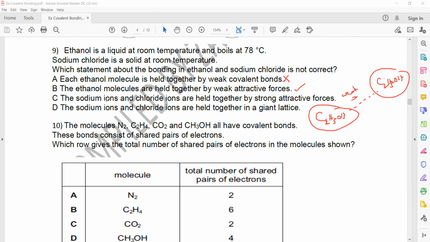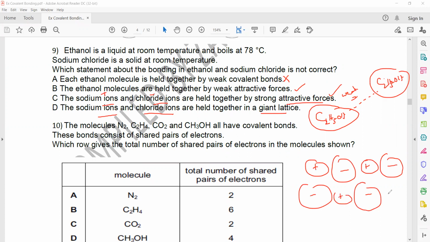bond. Sodium ion and chloride ion are held together by strong attractive force. That's true, because the sodium ion will be positive and chlorine will be negative and they will have a strong force. Sodium ion and chloride ion are held in a giant lattice. That's also true because sodium is positive, chlorine is negative, and it will be a giant structure, with a lot of ions in the structure. So we also call that a giant lattice of ions. So statement D is also true.